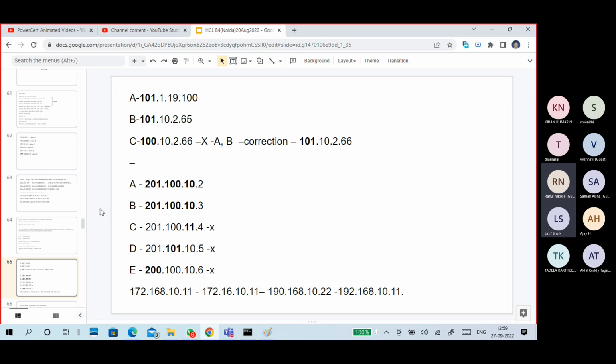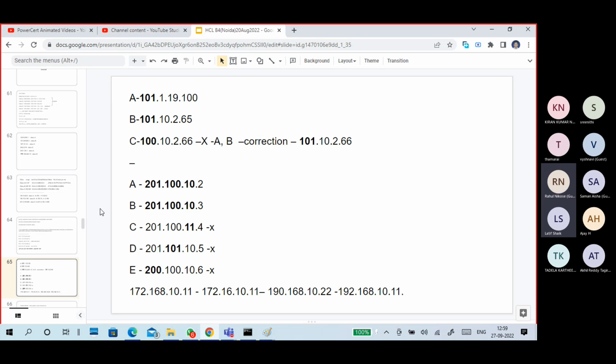Their network portion is the same. But if you take PC C, in the third octet it is different from A and B. In PC D, 101 in the second octet is different from A and B. And PC E, the first octet itself is different from A and B. So A and B will communicate with each other, but C, D, E cannot communicate with A and B.